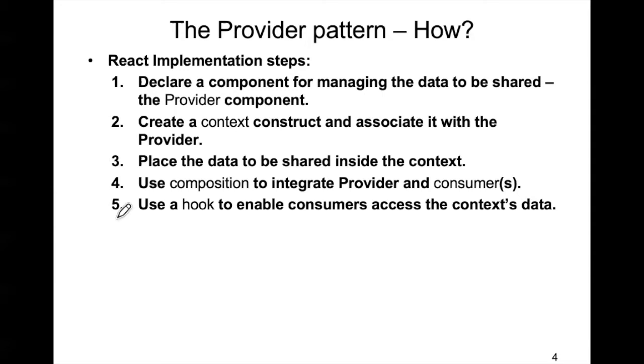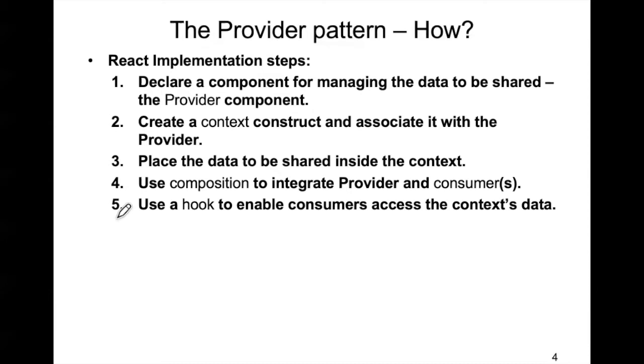Step 4, we use composition between this provider component and what we call consumers. Consumers are those other components that need to access the data. But essentially what we will do is compose the provider component with the entire rest of the app, so that any other component that needs to access the context can. There's no gain from just composing the provider with specific consumers. You're better off just composing it with the rest of your component hierarchy, as we'll see.